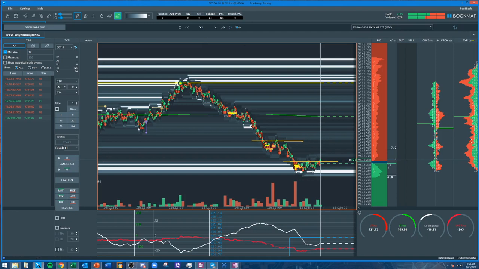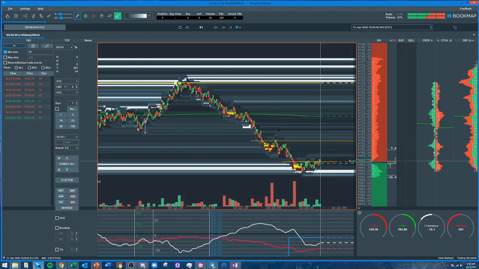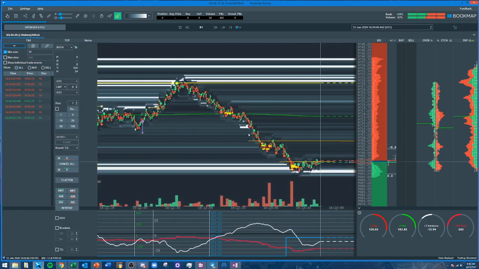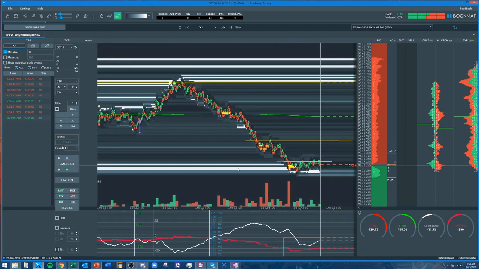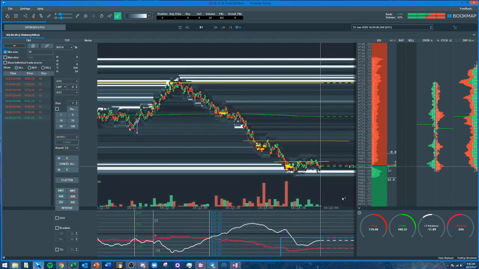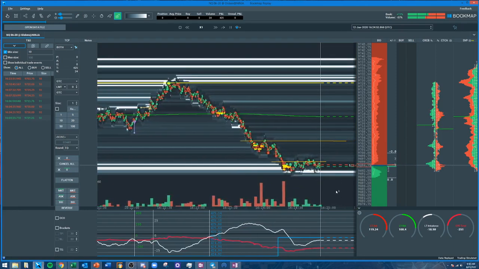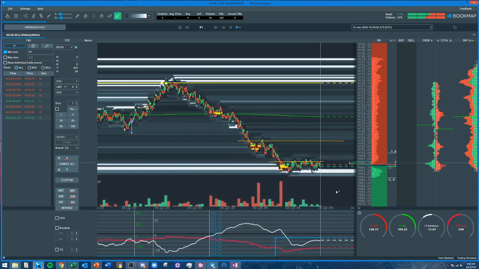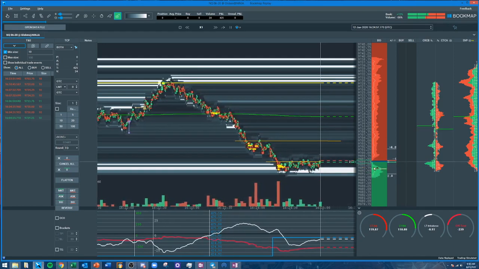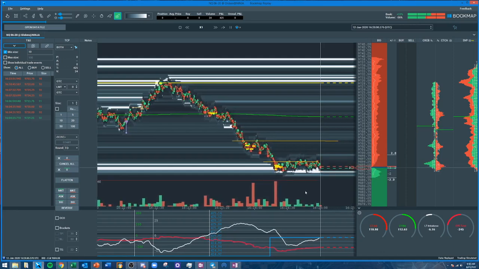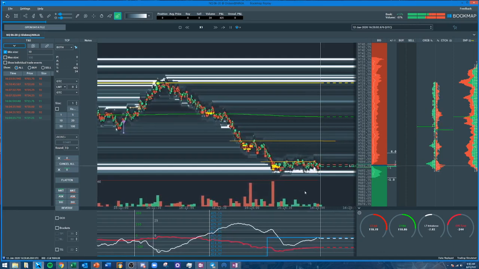Because like I said, the sellers aren't going to want to let go of this high volume node. And then you can also see that this line corresponds with the low volume node on the volume profile here. Structure is holding. It's a lot of absorption here, though. So it's going to take heavy volume to get through.